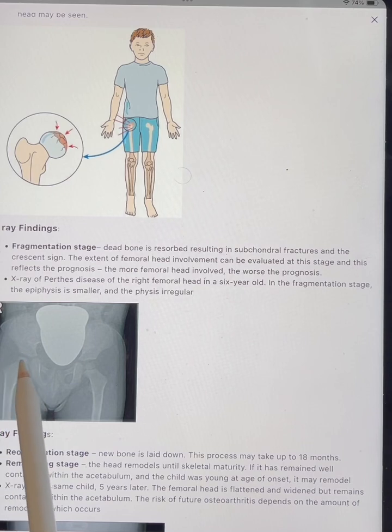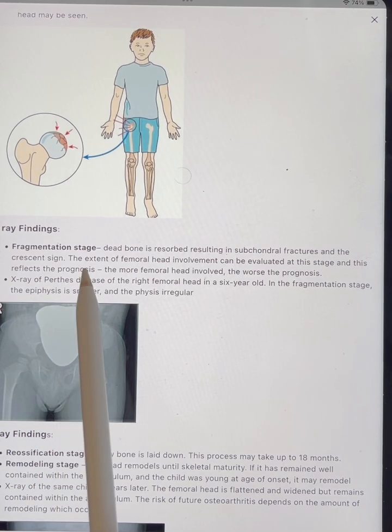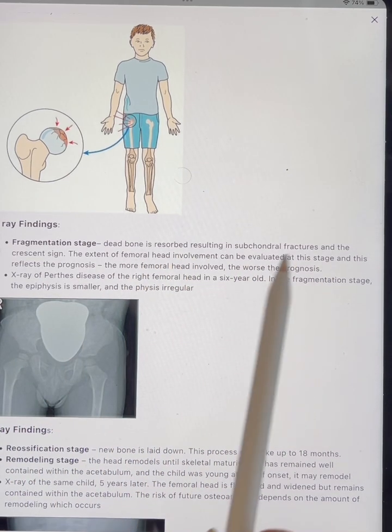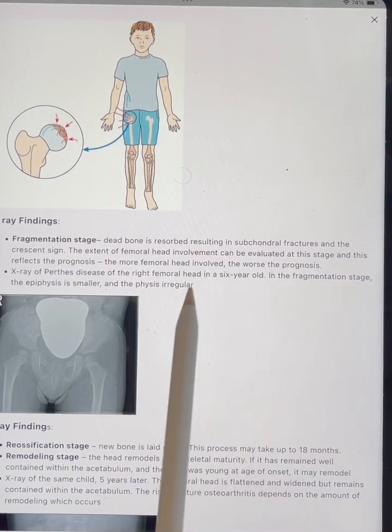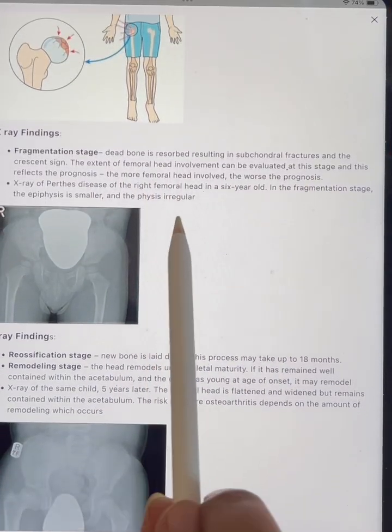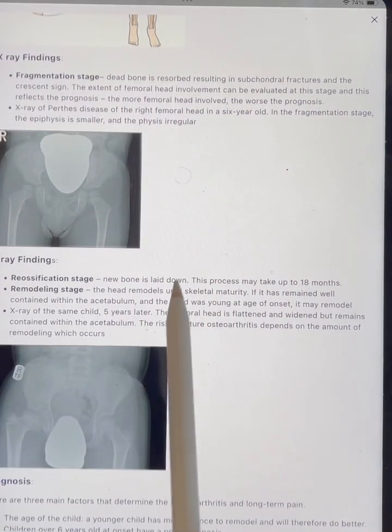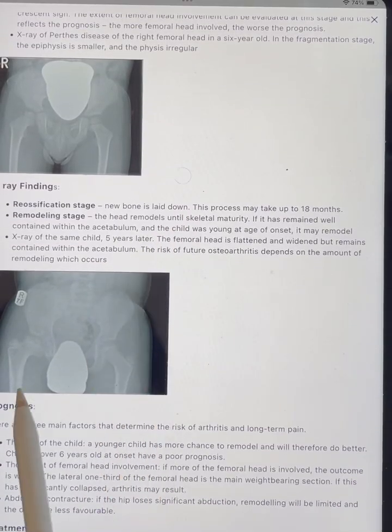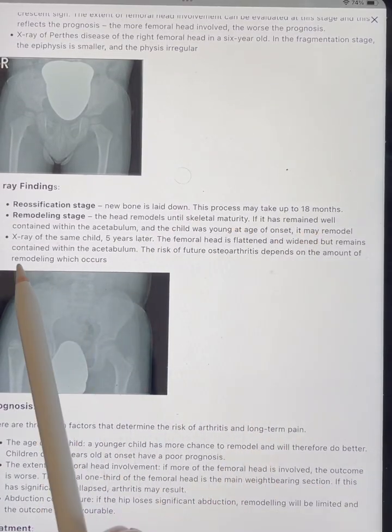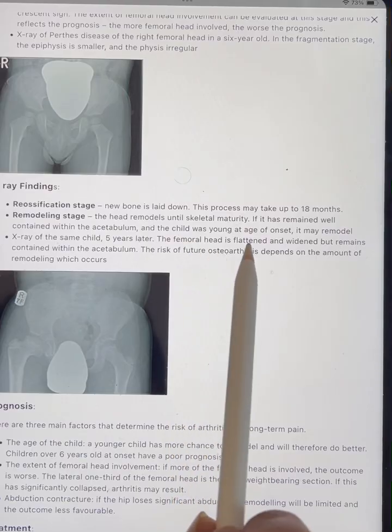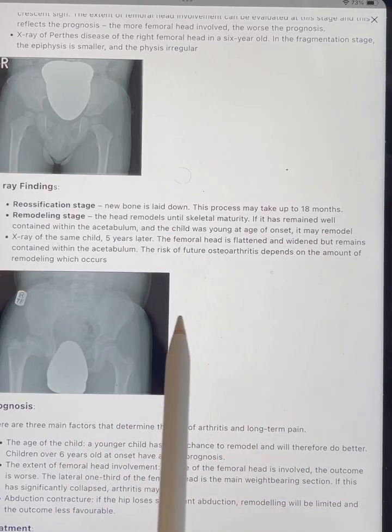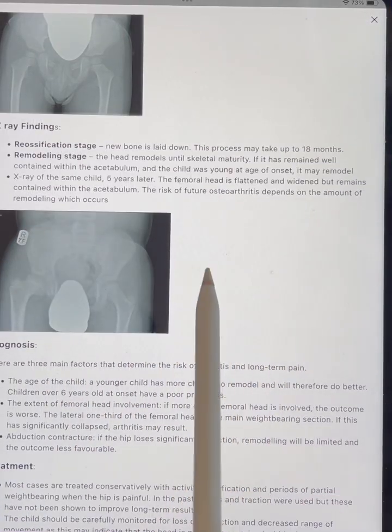You can see in this the fragmentation stage, where dead bone is reabsorbed. Subchondral fracture and greater extent of femoral head involvement mean worse prognosis. Here is Perthes disease of the right femoral head in a 6-year-old in the fragmented stage. Now reossification: new bone is laid down and the process may take 18 months. Remodeling: the head remodels. This is an X-ray of a small child, 5 years.